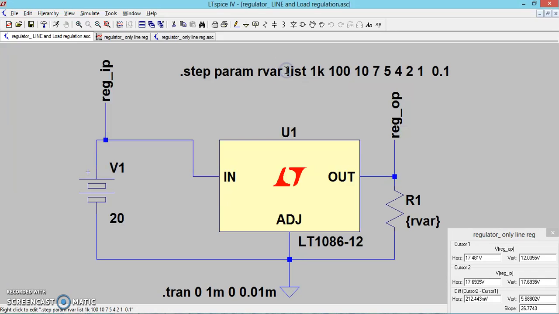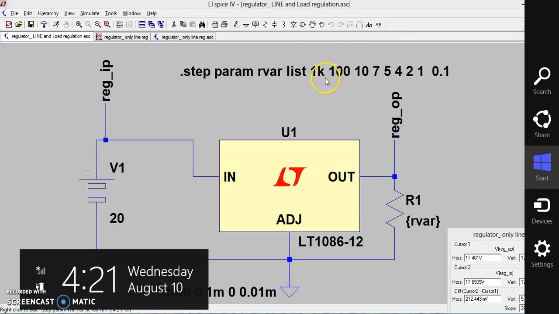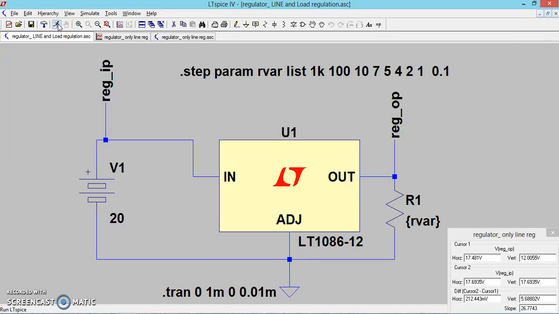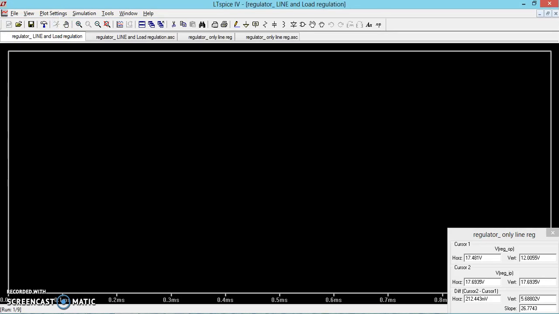So for different values of resistance, this list corresponds to the value of R1 being varied. First it is 1K, next it is 100 ohm, 10 ohm, 7 ohm, 5, 4, 2, 1 and 0.1. R1 is varied from this to this, then it is this, then it is this. So these are the values of your load resistance. Let me just run this program and see how the waveform looks like. I'm just running.